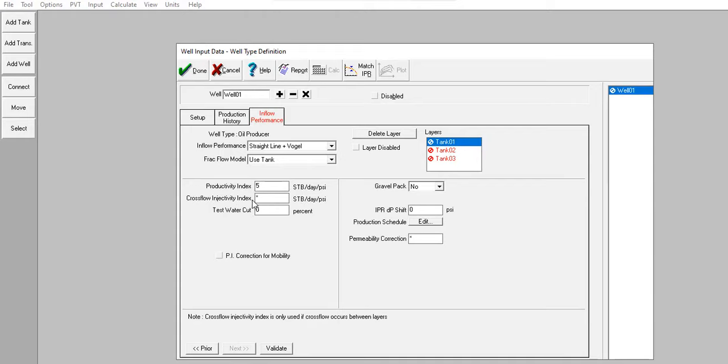Cross flow injectivity index, keep it as it is. You can see the note: cross flow injectivity index is only used if cross flow occurs between layers. Then for the test water cut, 0, no gravel pack. IPR pressure drop shift, no, 0. Permeability correction, no.